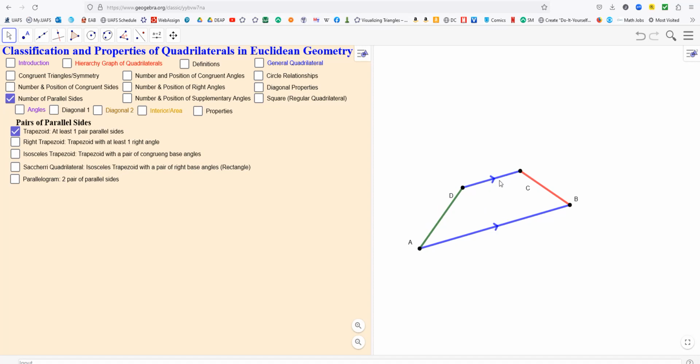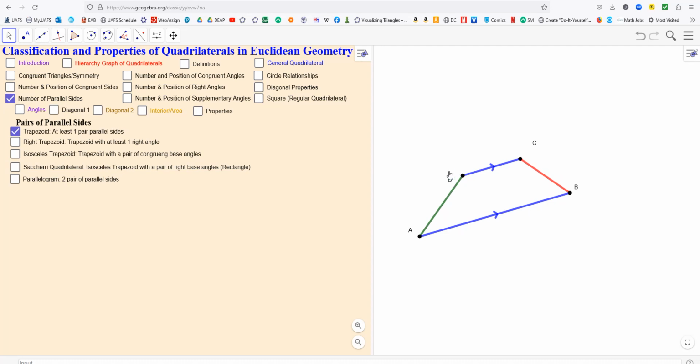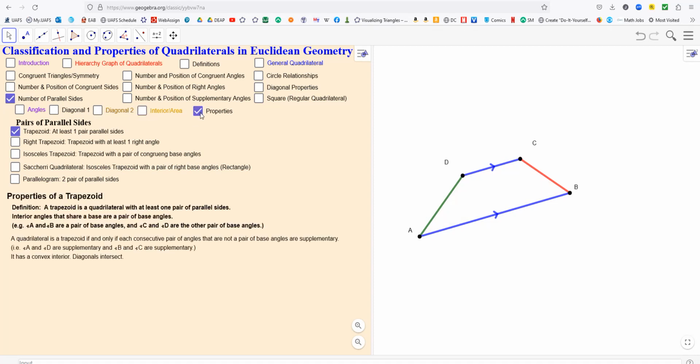Those two blue sides there, that is AB and DC, are the bases. Then the green and red sides, which may not be parallel, and may or may not be congruent, are called the legs. We have the two diagonals, as always. That makes two triangles. Notice that they're not necessarily congruent, like they were in a kite. There's the interior.